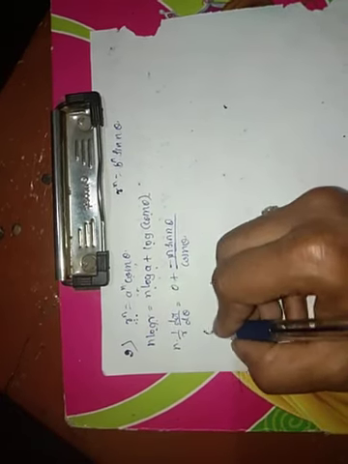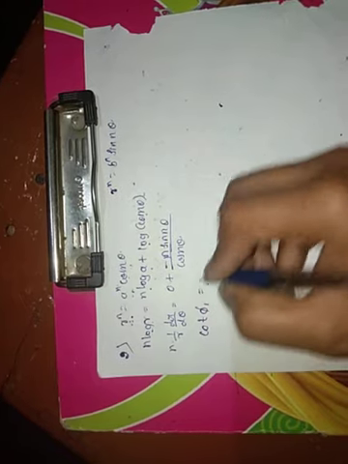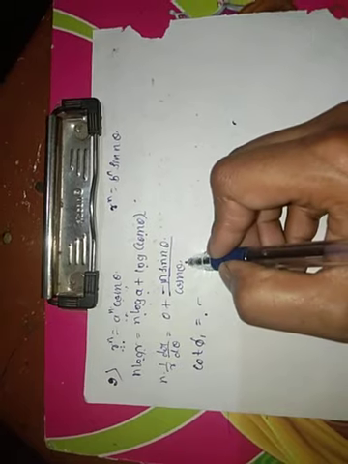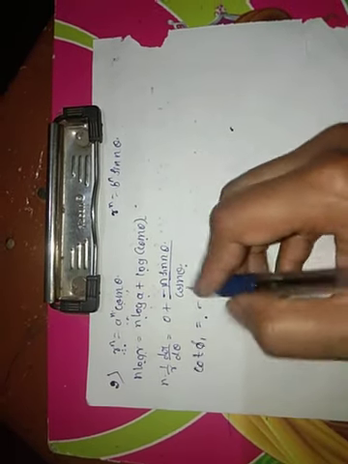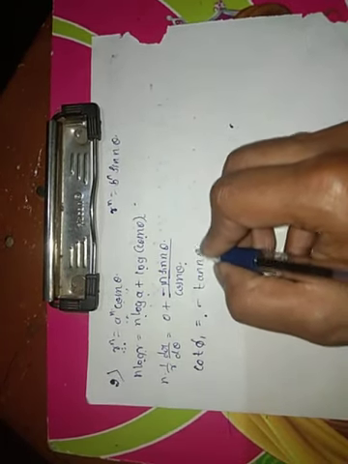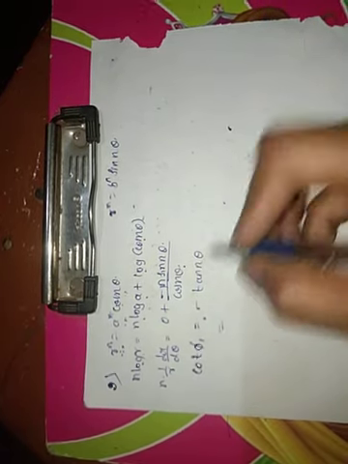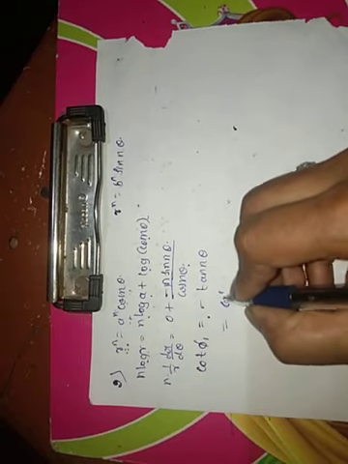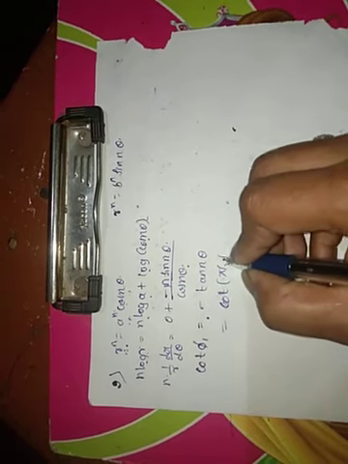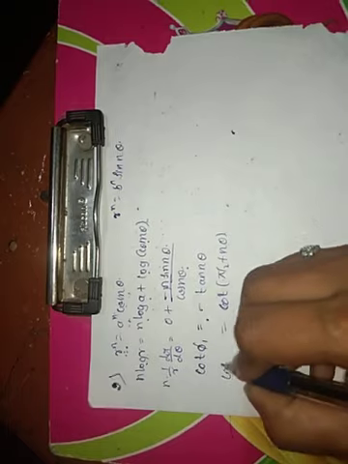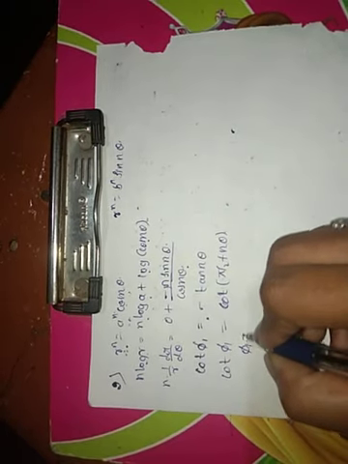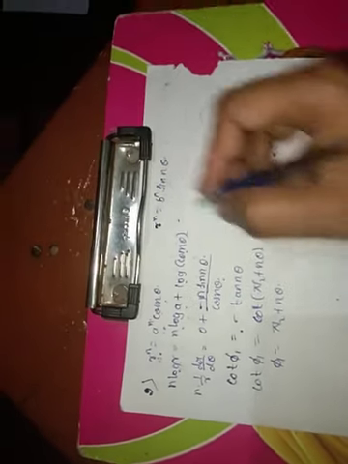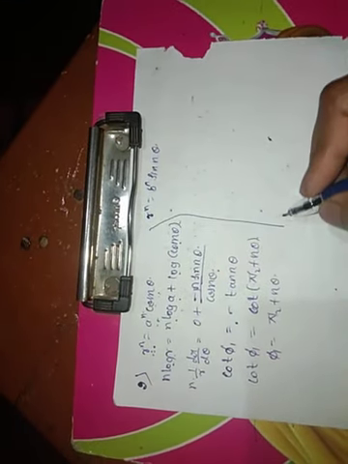1 by r dr by d theta can be written as cot of phi 1. Minus sin n theta divided by cos n theta becomes minus tan n theta. Convert the minus tan n theta in terms of cot by the formula cot of 90 plus n theta. By comparison on both sides, phi 1 equals 90 plus n theta. Now follow the same procedure for the other curve.